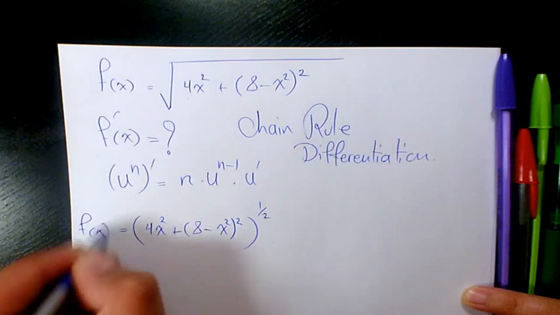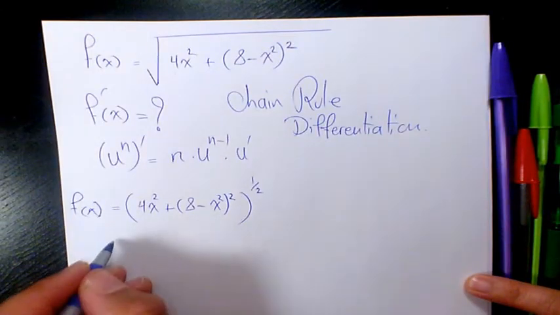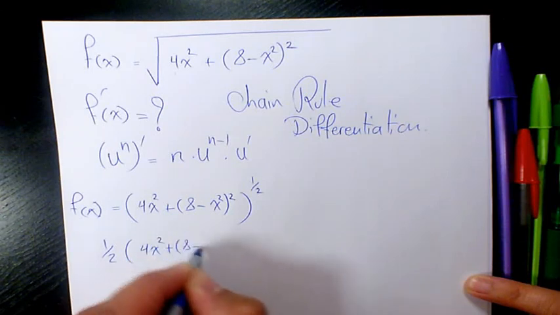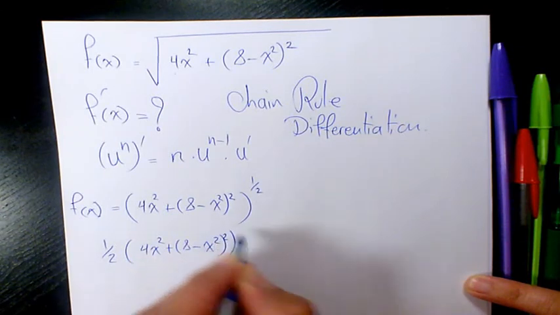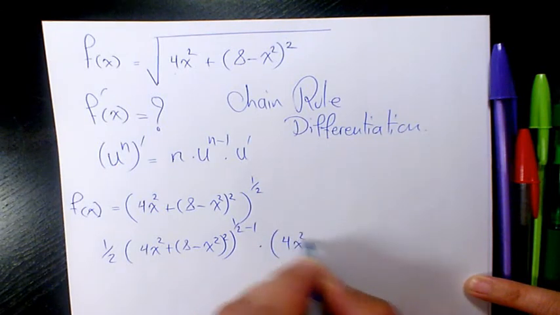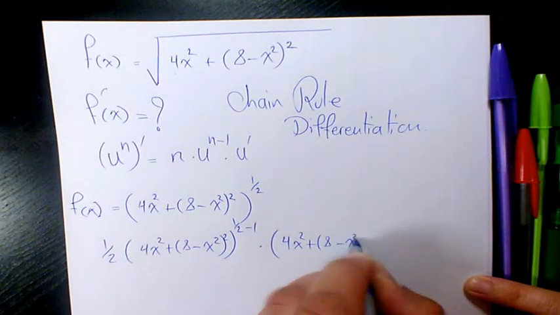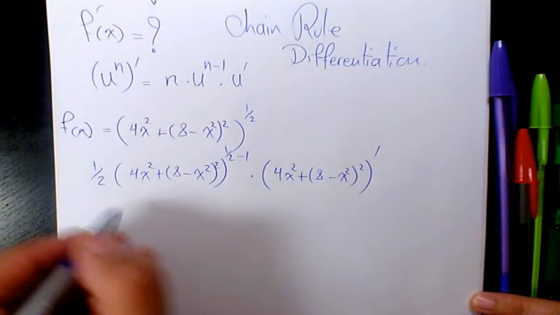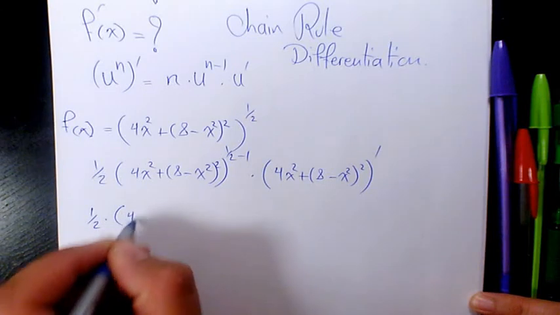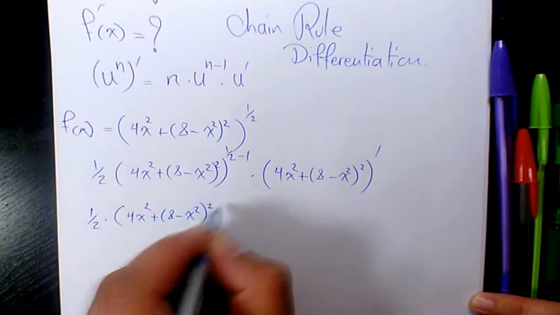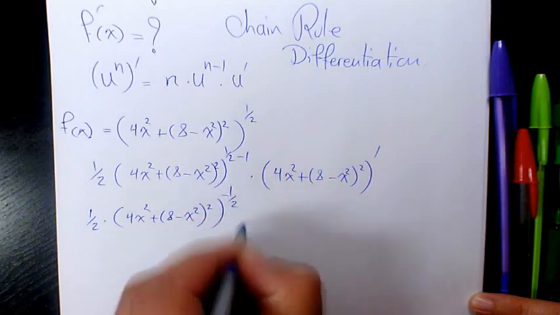That's f of x. So it's going to be 1/2 times (4x squared plus (8 minus x squared) to the power of 2) to the power of 1/2 minus 1, times (4x squared plus (8 minus x squared) to the power of 2) prime. So that's going to be 1/2 times (4x squared plus (8 minus x squared) to the power of 2) to the power of negative 1/2.